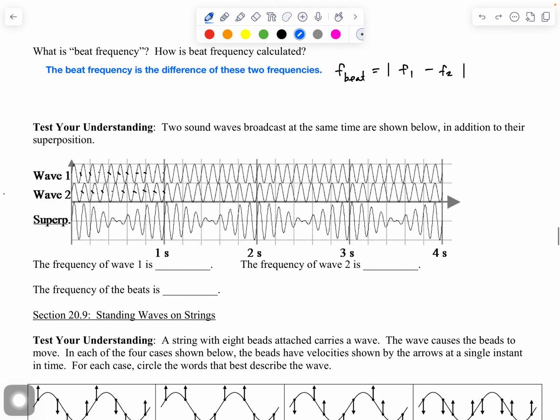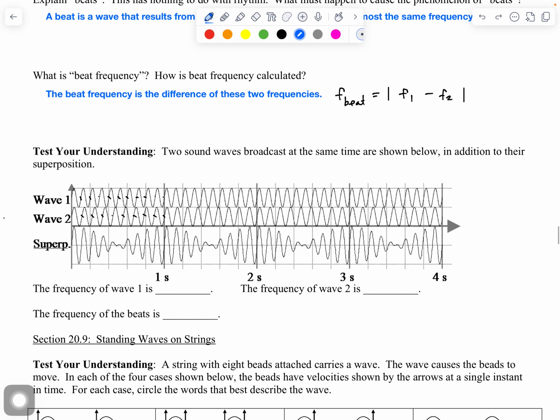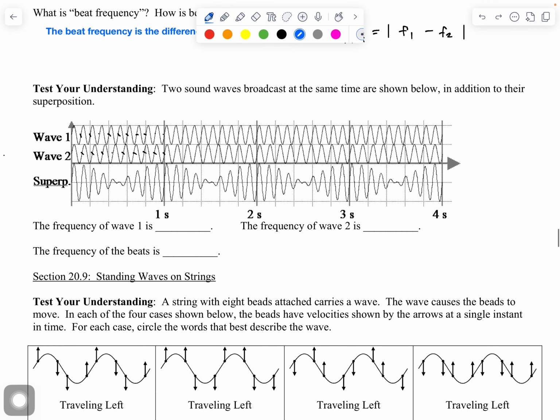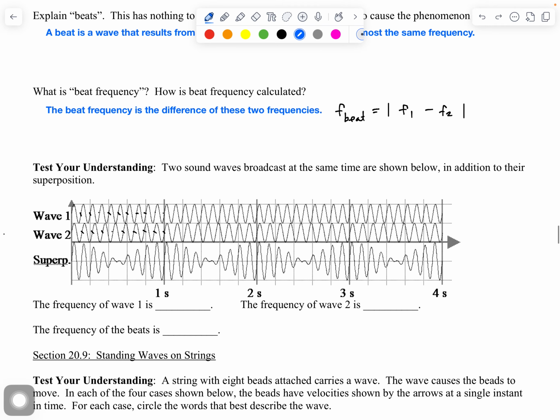So let's test our understanding on this one. What I want you to do is pause the video. Two sound waves are broadcast at the same time as shown, in addition to their superposition. So you have wave 1, wave 2, and the superposition wave that forms. I want you to pause the video right now and figure out the frequency of wave 1, the frequency of wave 2, and what the beat frequency would be combining these two waves. Pause the video and see if you can figure these things out.